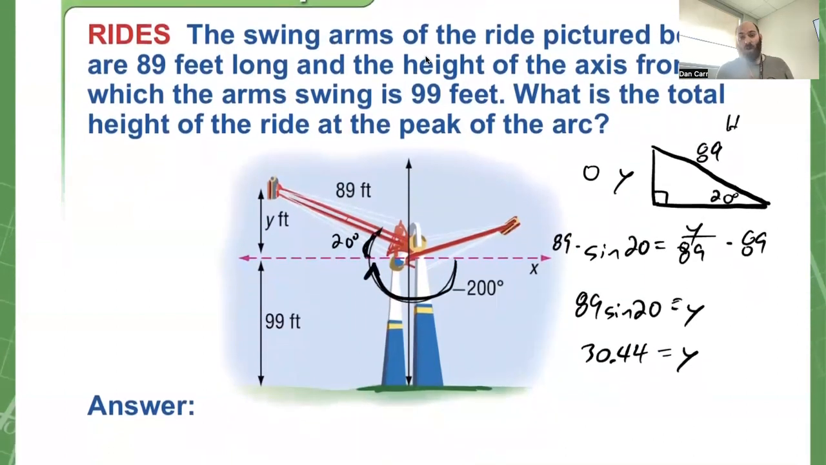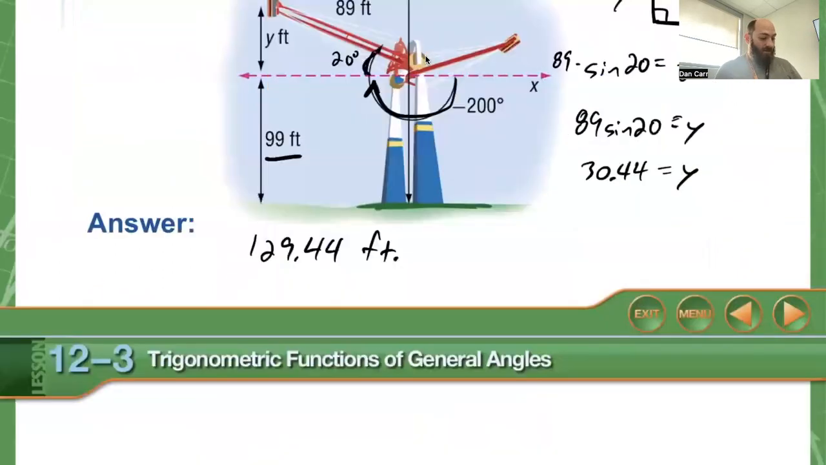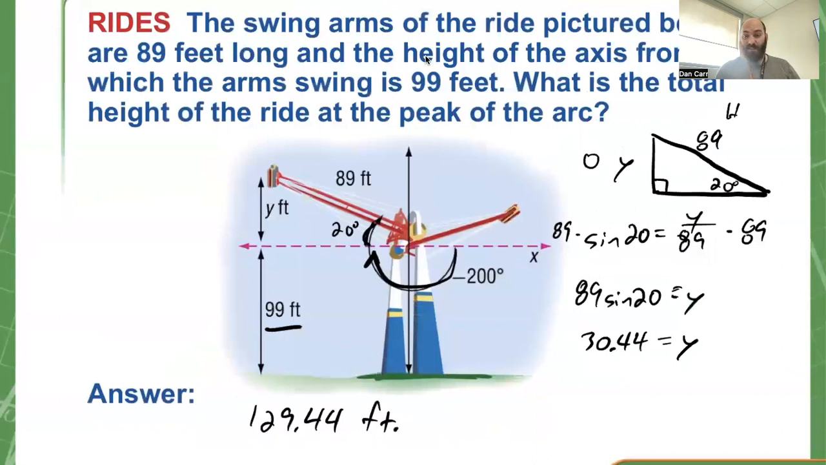Now the total height at the peak of the arc is going to be that plus the 99. So when I add those together, my total height is 129.44 feet above the ground. Okay, and that is actually going to be it for today.